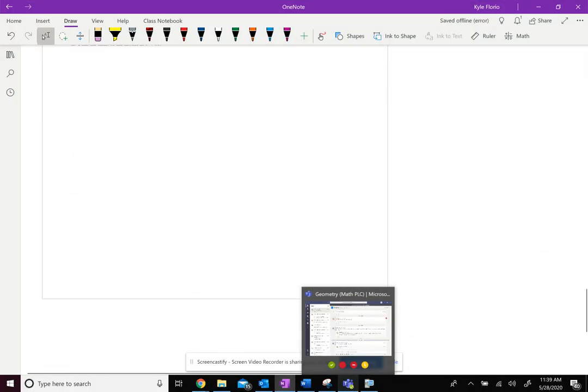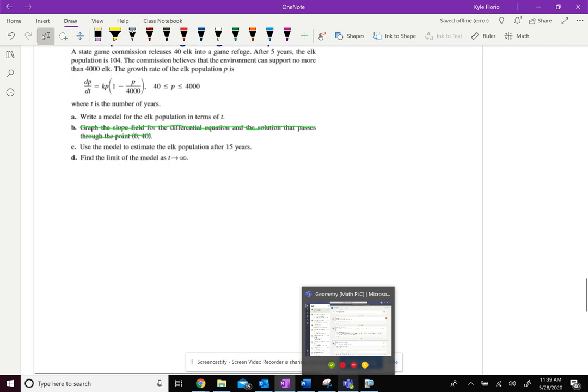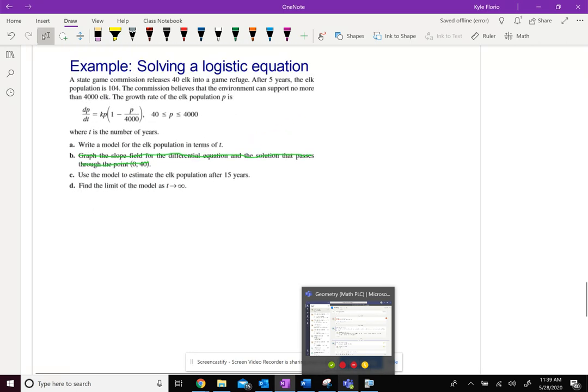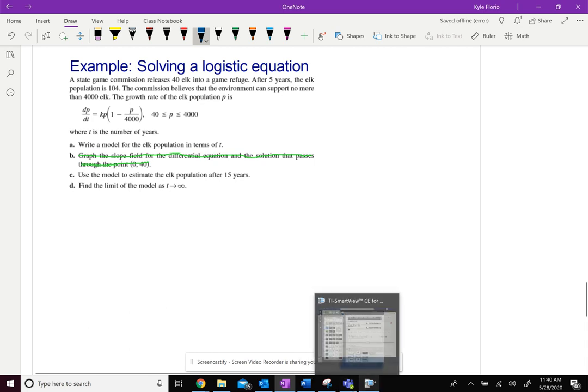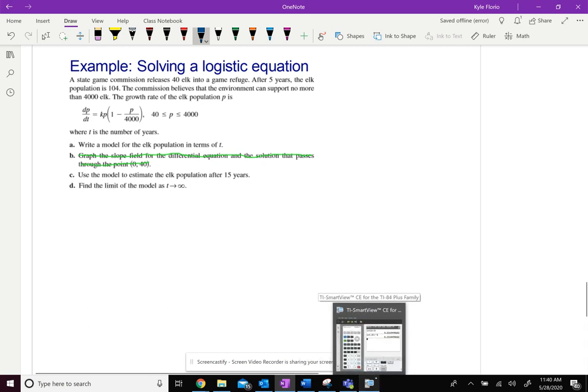All right. So last example here. See if we can put it all together in an application problem, solving a logistic equation. A state game commission releases 40 elk into a game refuge. After 5 years, the elk population is 104. The commission believes the environment can support no more than 4,000 elk. The growth rate of the elk population P is given by this differential equation. Write a model for the elk population in terms of t, use that model to estimate what the population will be in 15 years, and find the limit as t goes to infinity.